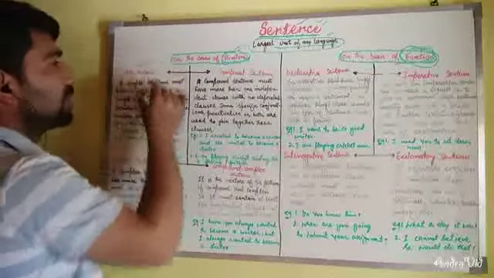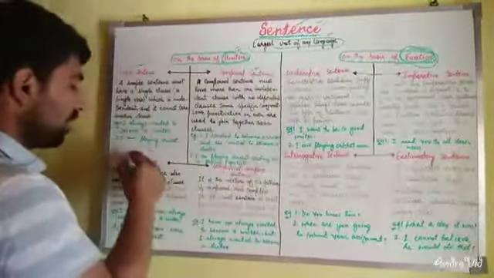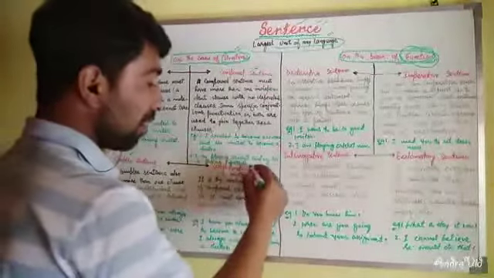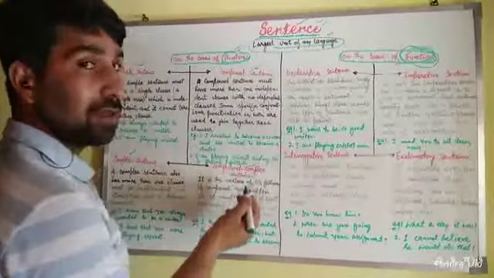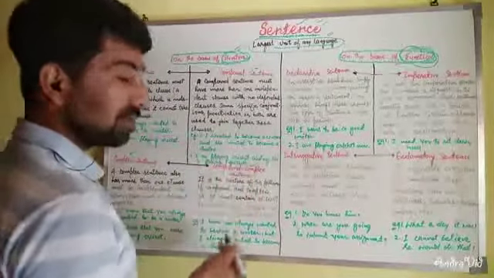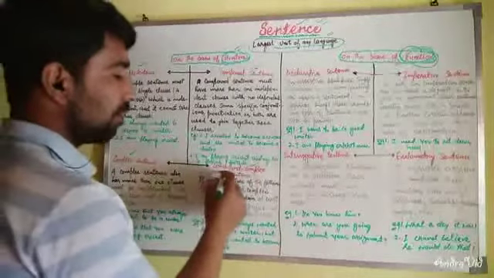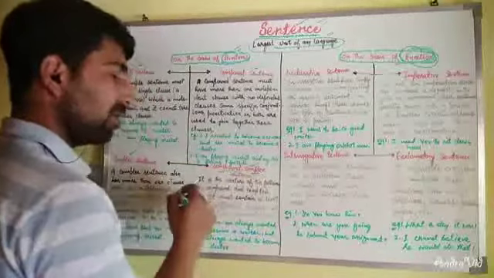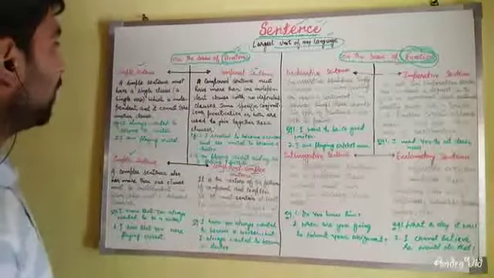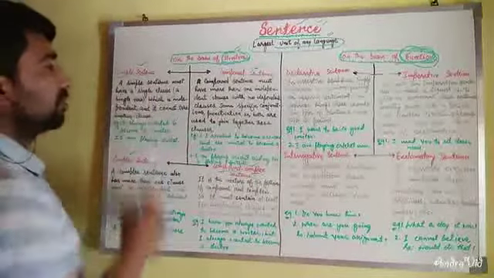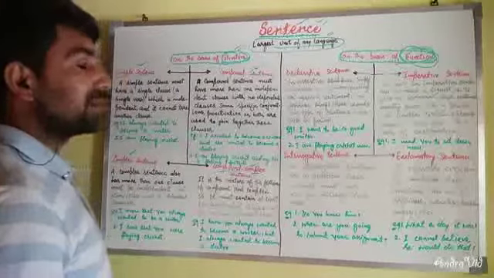We will see there are four types of sentences in structure. We have the simple sentence, the compound sentence, the complex sentence, and the compound-complex sentence, which is also known as the complex-compound sentence, vice versa. It is up to you whether you call it compound-complex or complex-compound. Now, starting with the very first part, that is the simple sentence.